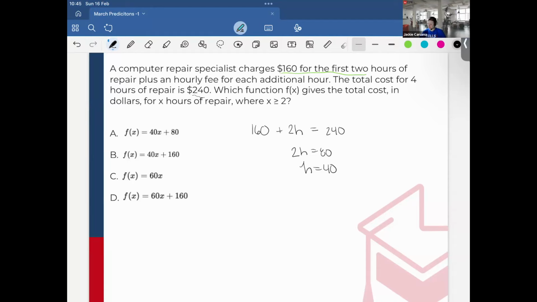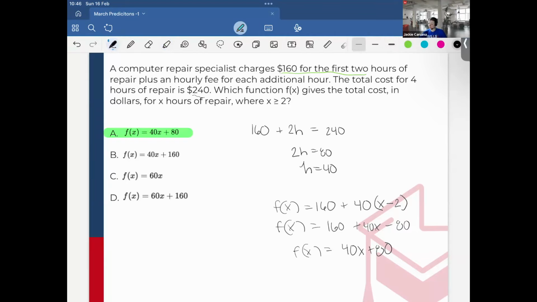So if I want to set that into a function, I'd say f of x is equal to our flat fee, the y-intercept of $160 plus $40 per hour. But careful, I have to subtract out that first 2 hours where I had the flat fee of $160. So this would be 40x minus 80. And that will give me the correct answer choice, 40x plus 80, which seems to match option A.